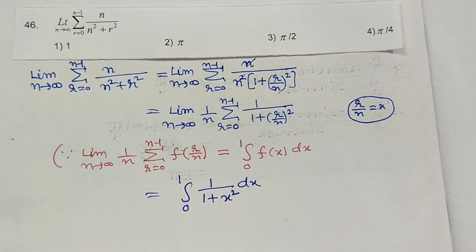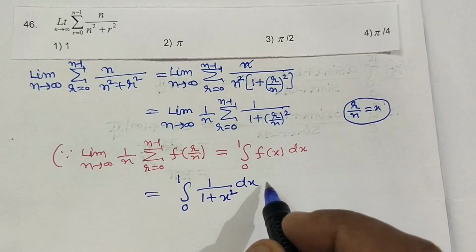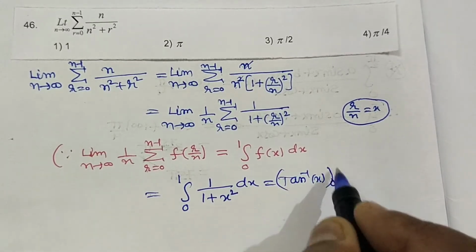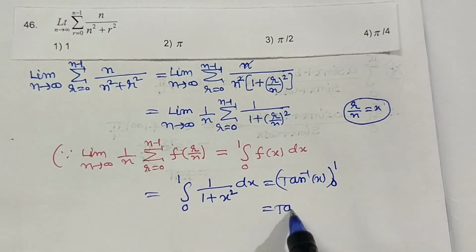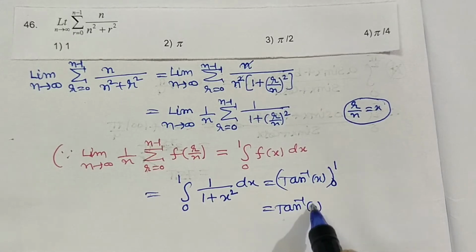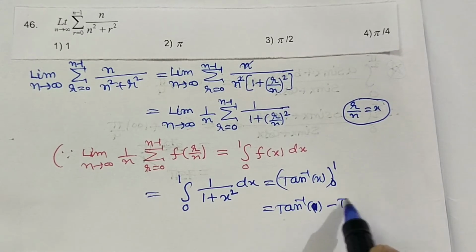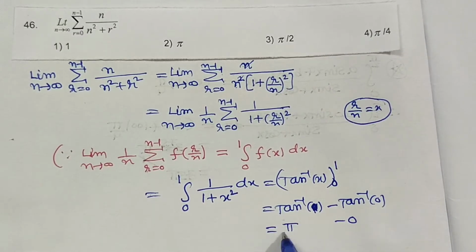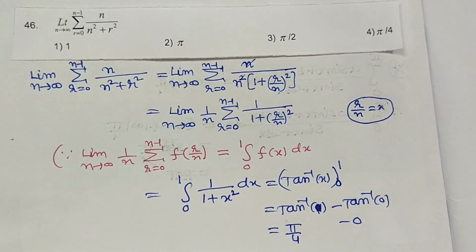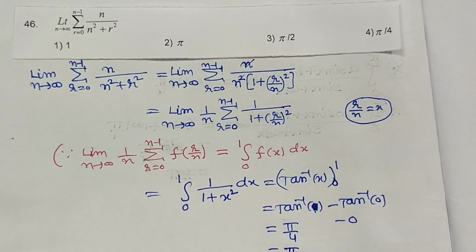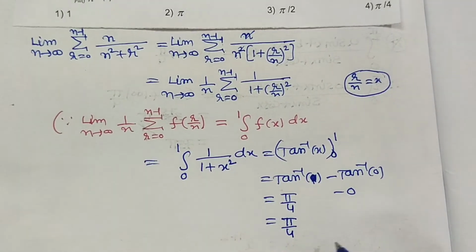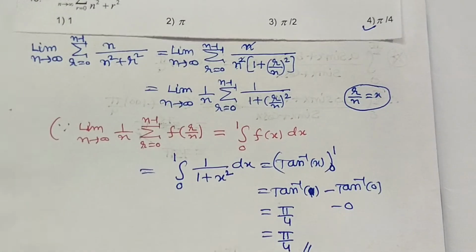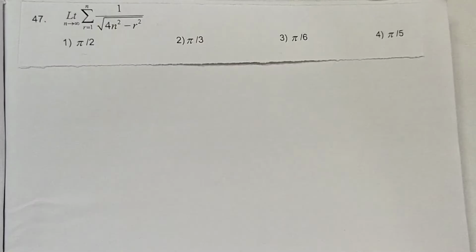We know that the integral of 1 by 1 plus x square dx is tan inverse x. Applying the limits 0 to 1, tan inverse 1 minus tan inverse 0. Tan inverse 0 is 0. Tan inverse 1 is pi by 4, since tan pi by 4 is 1. So the answer is pi by 4, which is the fourth option. We'll move to the next question.